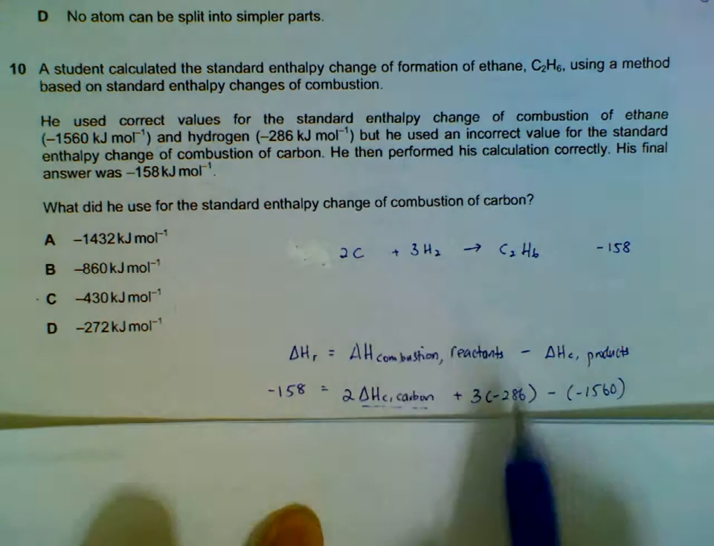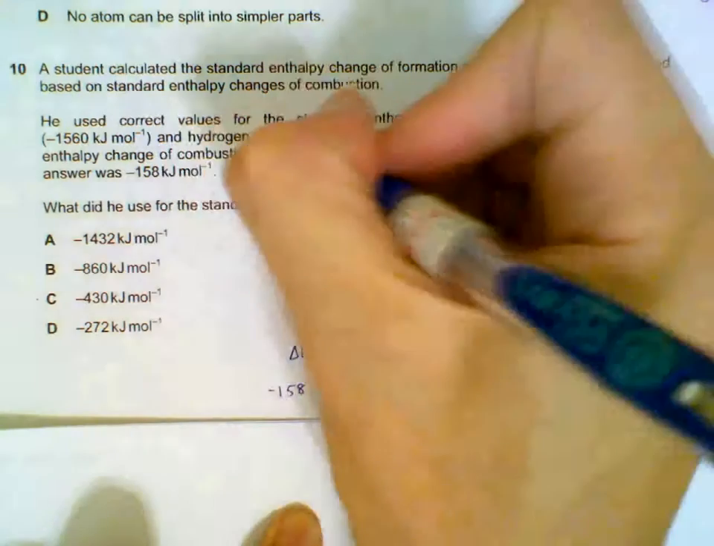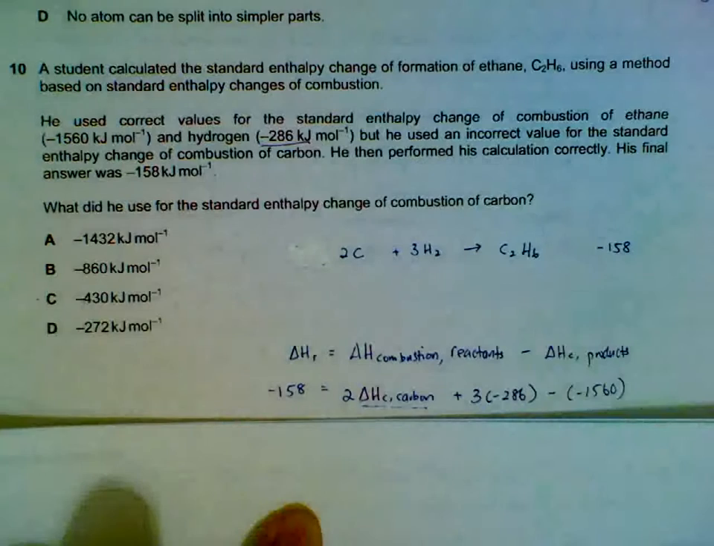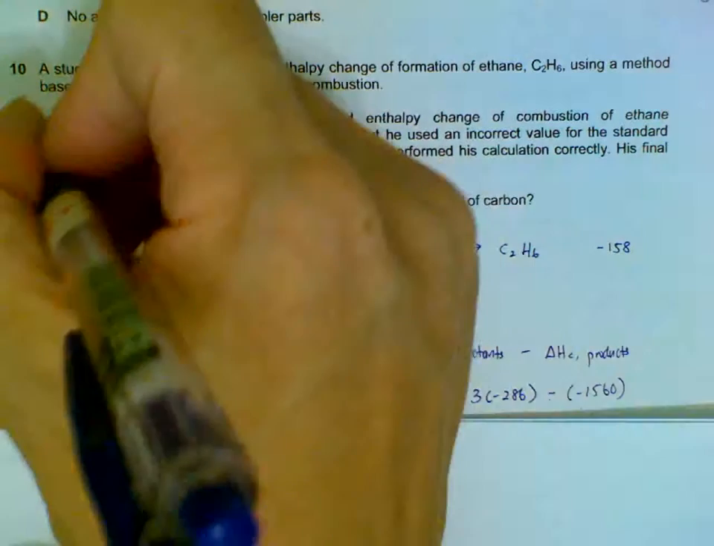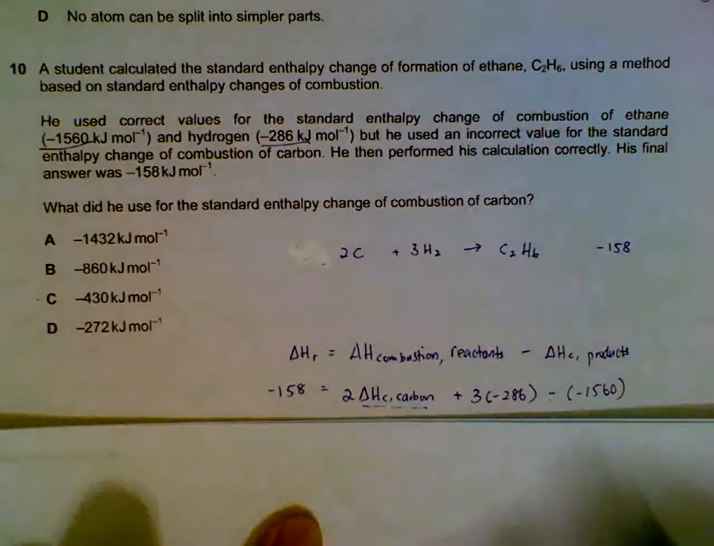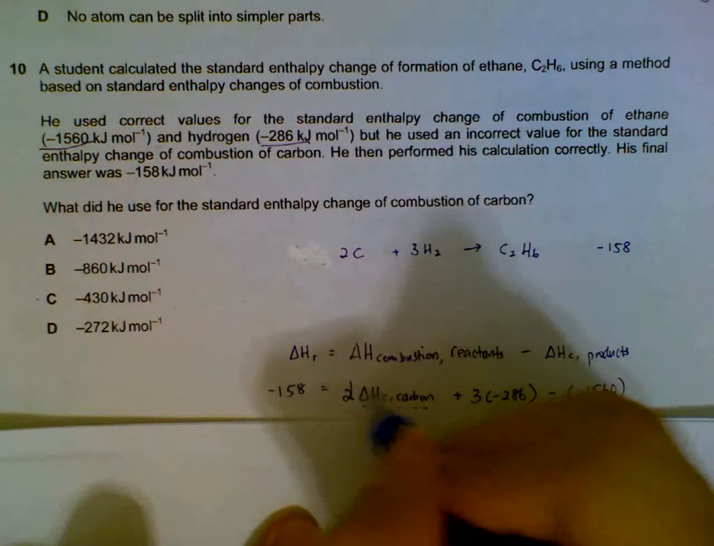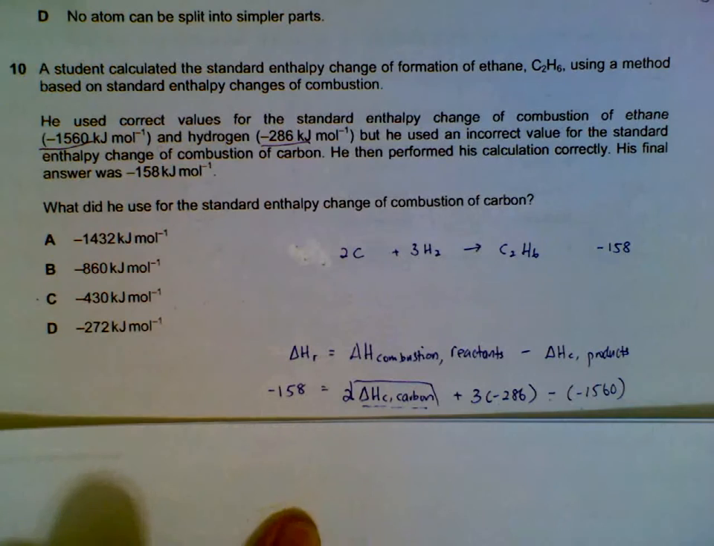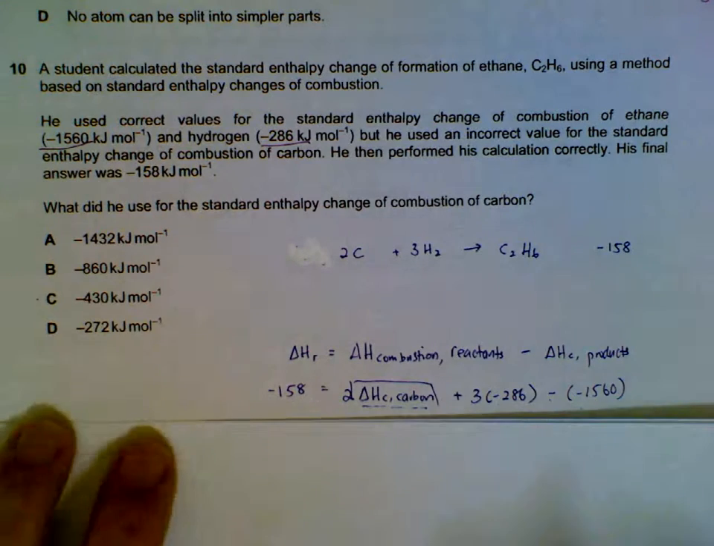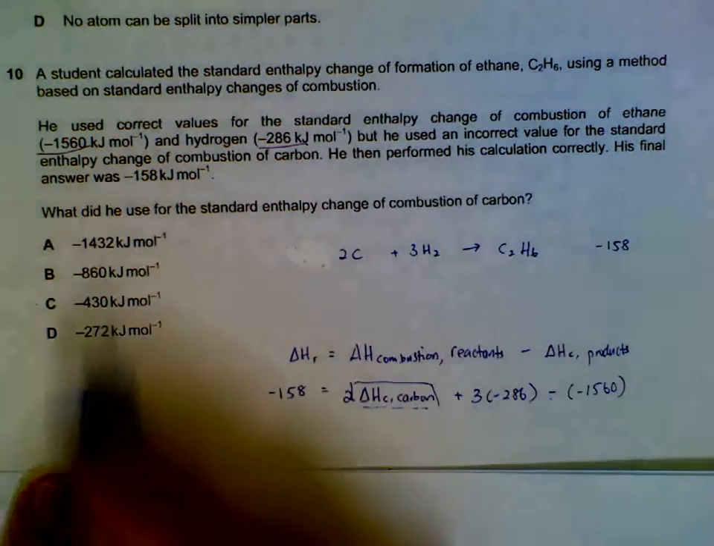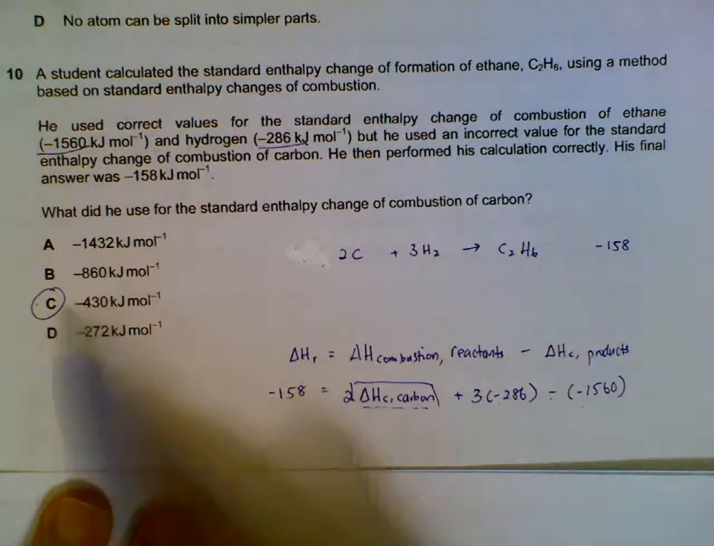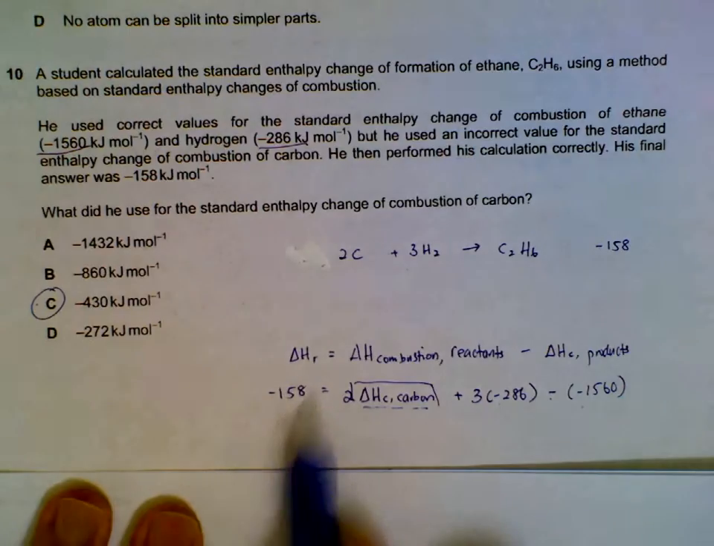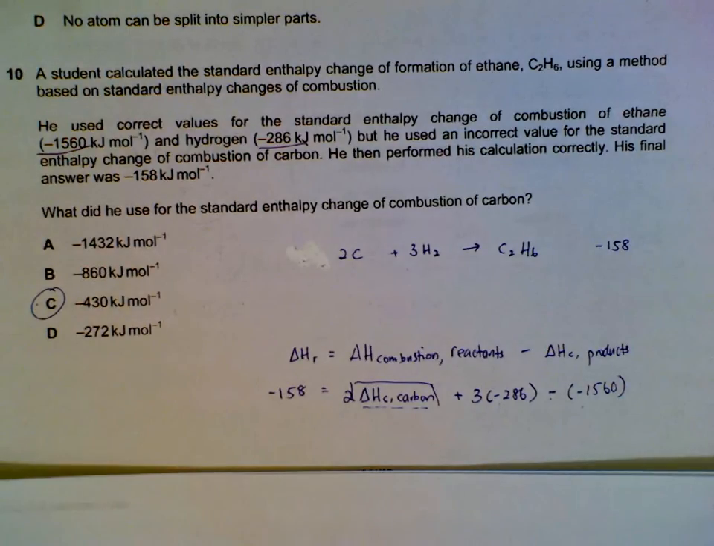Add 3 times the combustion of hydrogen, 286, and subtract the heat of combustion of our product, which is ethane, 1560. Then we solve for the unknown, that is the heat of combustion of carbon. That will give us 430. So this is the value used to allow us to get -158 at the end.